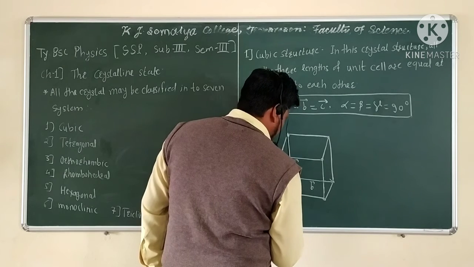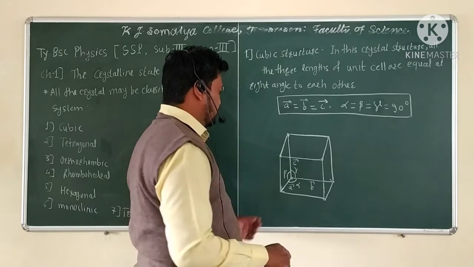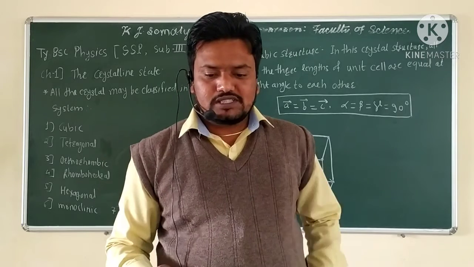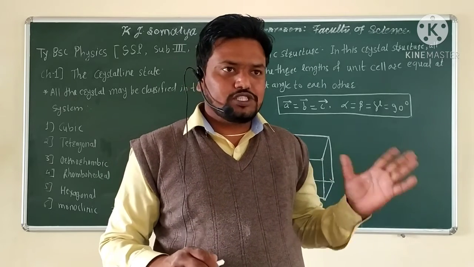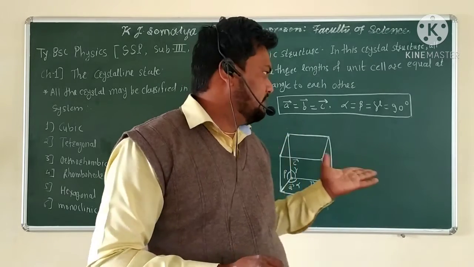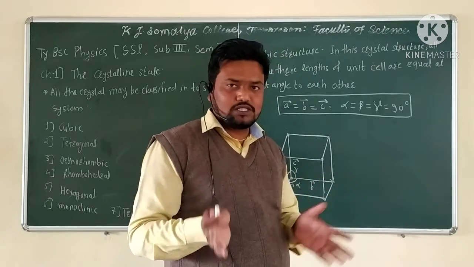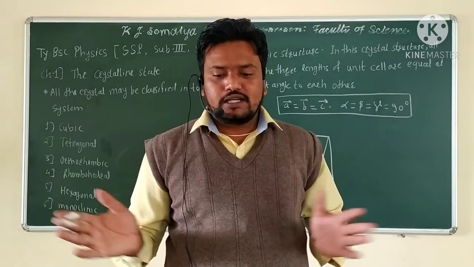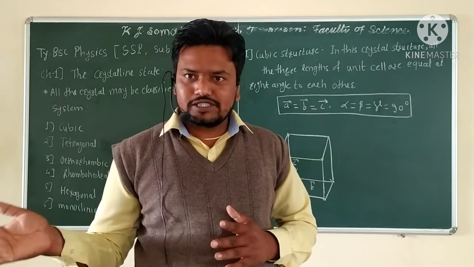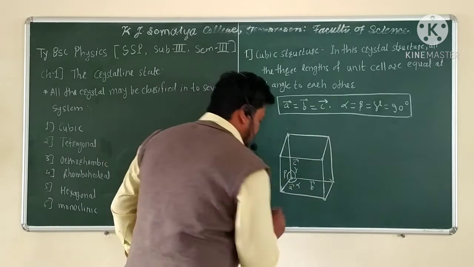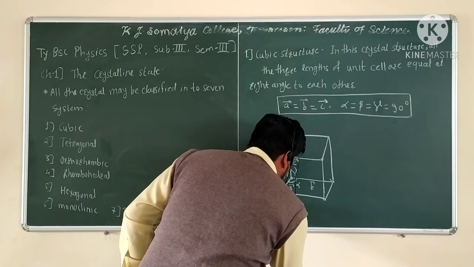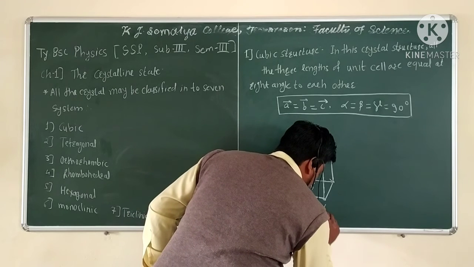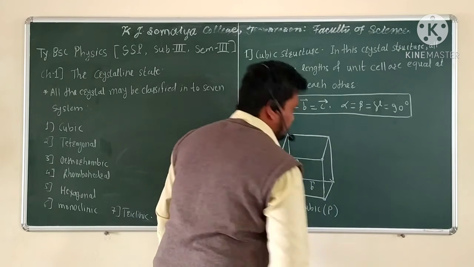So this structure is commonly known as the simple cubic structure. We have to see that a, b, c are considered equal in size, all sides are considered a, and alpha, beta, gamma are the same, at 90 degrees. So this is considered simple cubic, denoted by P.